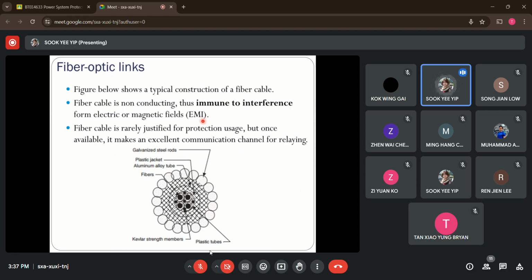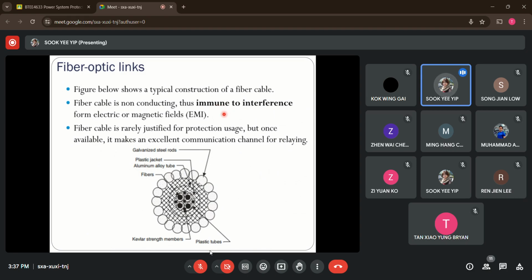However, a fiber optics link is rarely used for protection purposes. The reason is that it is very expensive. But once it is made available, it makes an excellent choice of communication channel for link systems because the signal will not be lost.